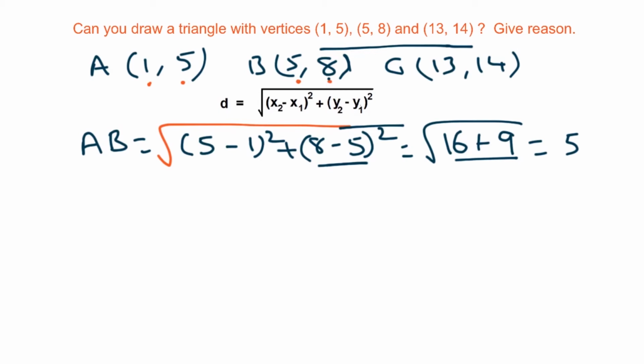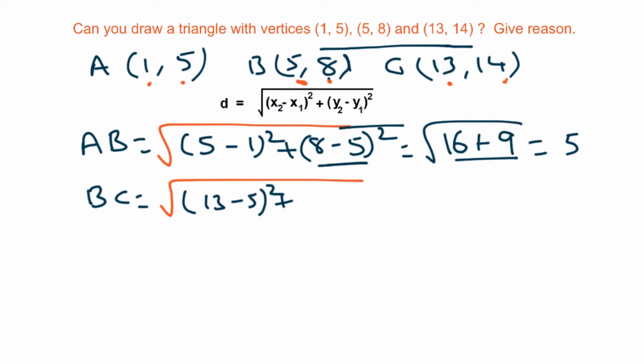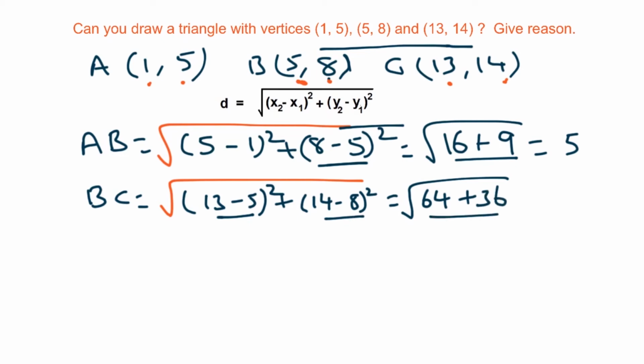Now we will find the distance between points B and C. For that, let us consider this as x1, y1 and x2, y2. So square root of 13 minus 5 whole square plus 14 minus 8 whole square. 13 minus 5 is 8. 8 squared is 64, plus 14 minus 8 is 6. It is 36. 64 plus 36 is 100. Square root of 100 is 10.